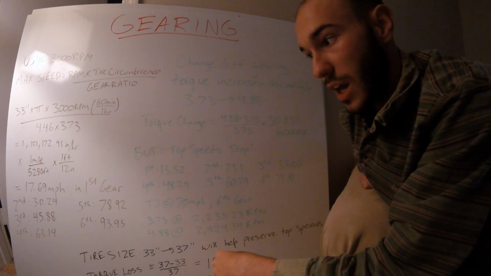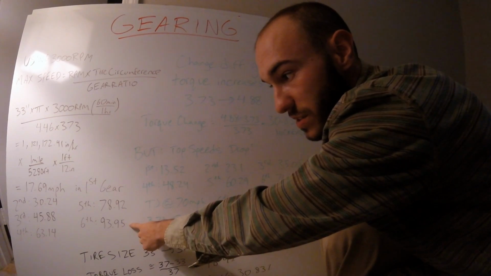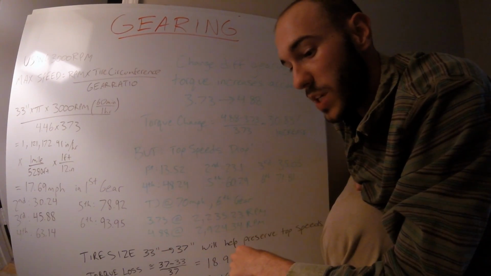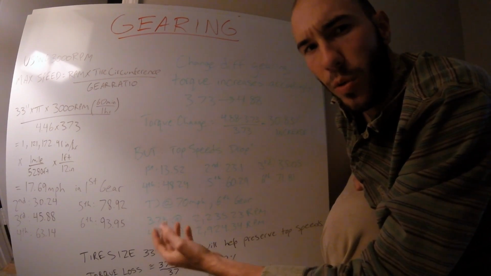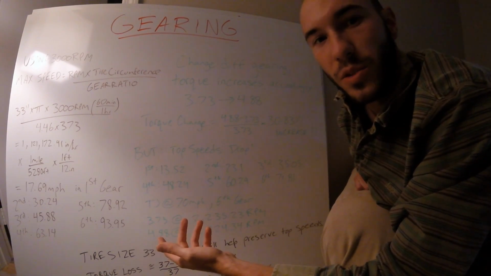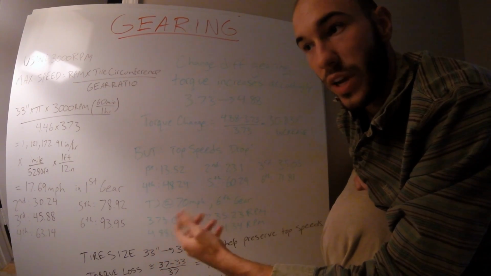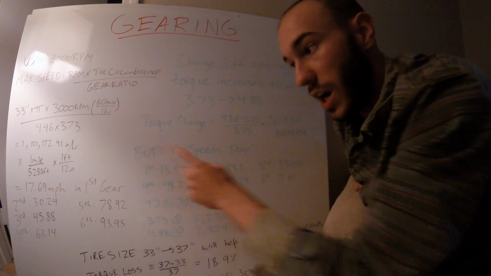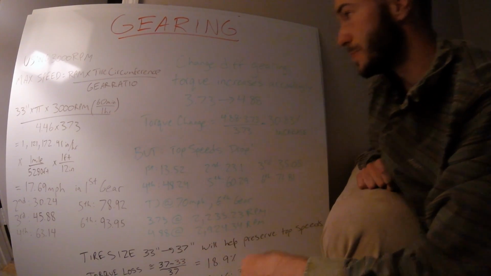And I already did the calculations for second through 6th gears, and you can see 6th gear has a top speed of 93.95 miles per hour. Now it's important to note this is really more of a theoretical top speed because you're not taking into account the friction, the loss of power of the tires on the road, also the aerodynamics. So really these numbers are higher than they should be, but it's a useful tool to think about.